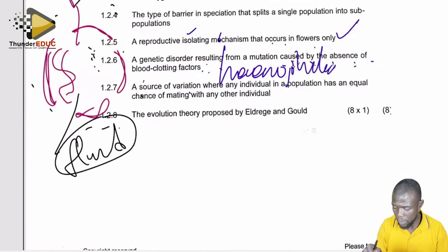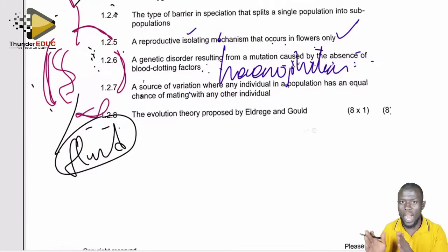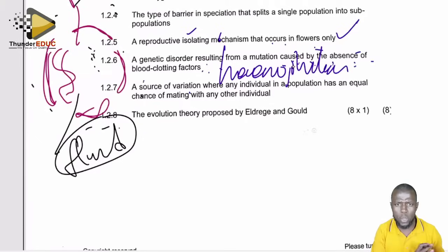Hemophilia. Yes. This is very common in ladies. Did I say in ladies? Remember, hemophilia is caused by a recessive allele. So males are more affected by hemophilia than females. So we mostly find it in the males than in the females. Why? Because males only have one X chromosome. We will talk about it.